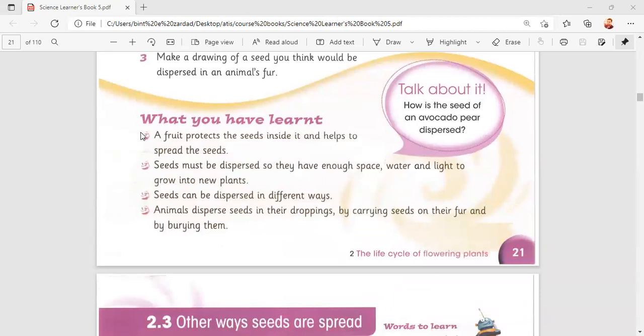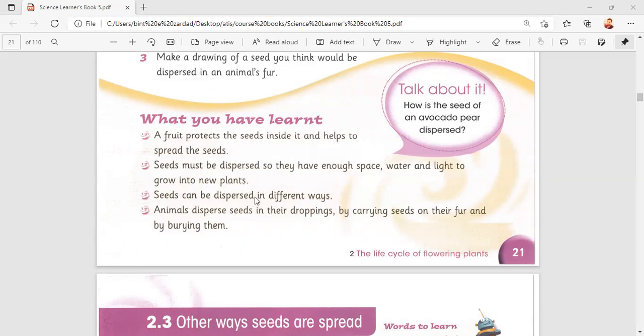Okay, what you have learned in this lesson, this is a summary. A fruit protects the seed inside it and also helps to spread the seeds. A fruit has two jobs: protect the seeds inside and also spread the seeds. Seeds must be dispersed. Obviously, without dispersion, seeds cannot germinate well. So seeds must be dispersed so they have enough space, water and light to grow into new plants.